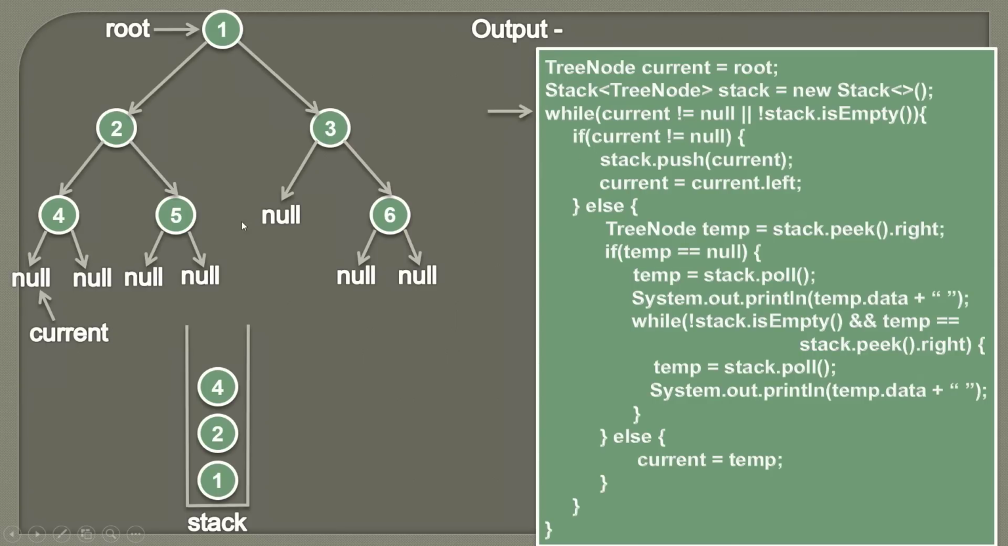So here current is equal to null. So this condition comes out to be false. But our second condition, the stack is not empty. So this condition comes out to be true and overall condition comes out to be true. So while loop will execute. This if check will fail because current is actually pointing to null. So now we'll go to the else part.